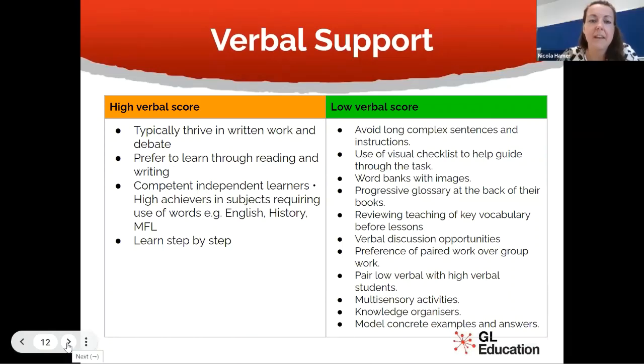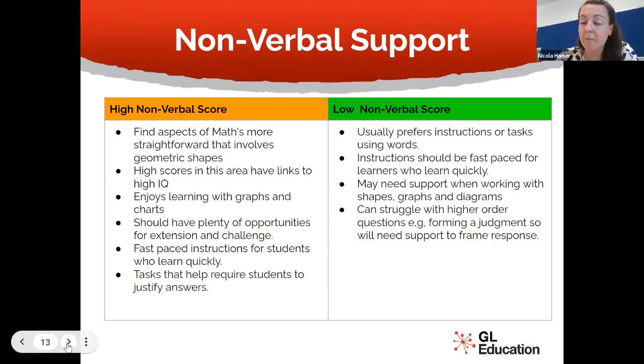Thank you. So this again is very much following the same pattern. If you look at your own child's report, have a look at their verbal bar on the bar chart, and depending on where they fit, you might find that there are things that they really enjoy, and then you might find ways to support them again in that green box.